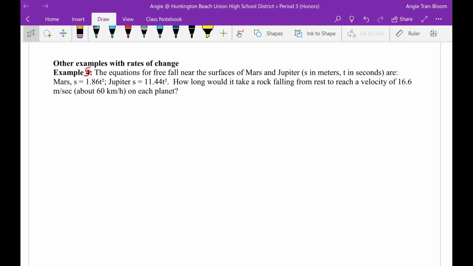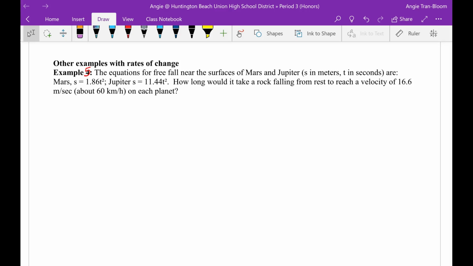The equations for free fall near the surfaces of Mars and Jupiter, S in meters and T in seconds, are as follows. Mars: S equals 1.86 T squared, and Jupiter: S equals 11.44 T squared. How long would it take a rock falling from rest to reach a velocity of 16.6 meters per second, which is about 60 kilometers per hour, on each planet?